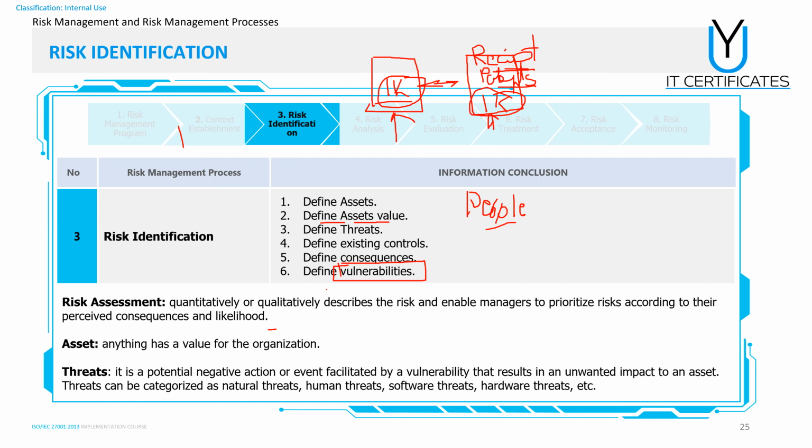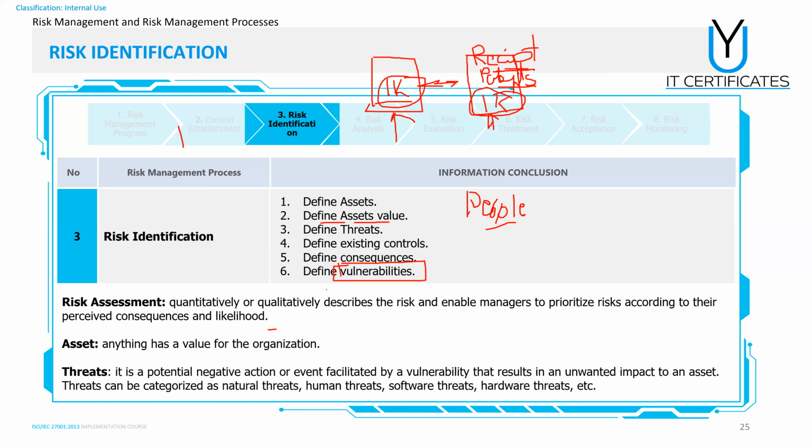Then we defined assets. What is the asset value for the organization? What are the asset vulnerabilities, and what are the threats? What is the definition of a threat? Threats are actions which can cause harm or an unwanted impact to an asset. These threats can be anything.